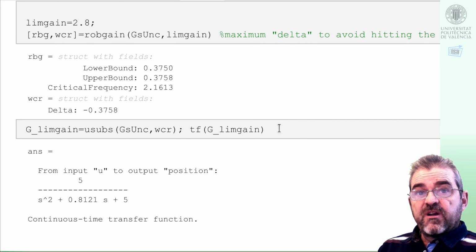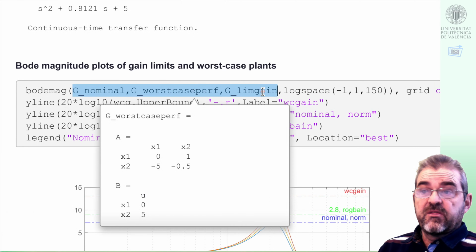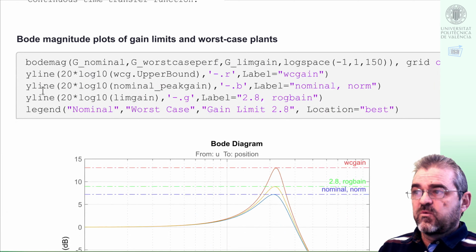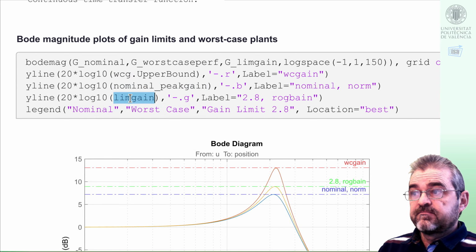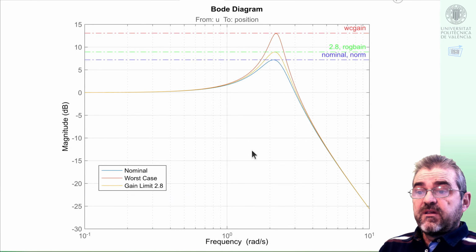So let us graphically plot the output of these 3 commands to finish understanding what we are doing. If I plot the nominal, the worst case gain, and the limit gain 2.8 uncertainties with some y lines, with the bounds computed by worst case gain, the h infinity norm of the nominal system, and my 2.8 gain limit in decibels with this 20 log 10, then there I have in blue the nominal plant and its nominal h infinity norm, in red the worst case gain bound and the plant achieving that with the lowest damping in my interval, and in yellow the worst case plant that achieves my arbitrarily set gain limit of 2.8 obtained with the robgain command. So these are the plots and y lines of the outputs of the 3 commands we have analyzed.